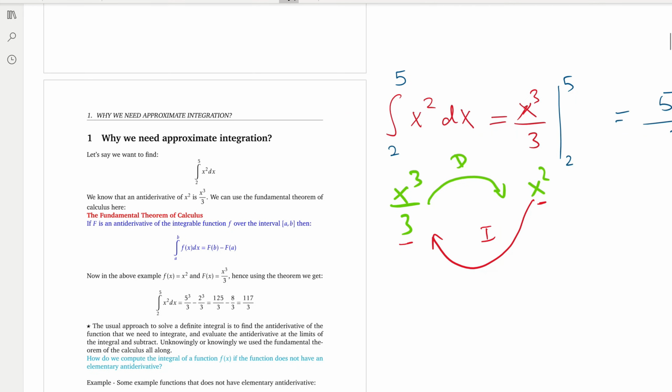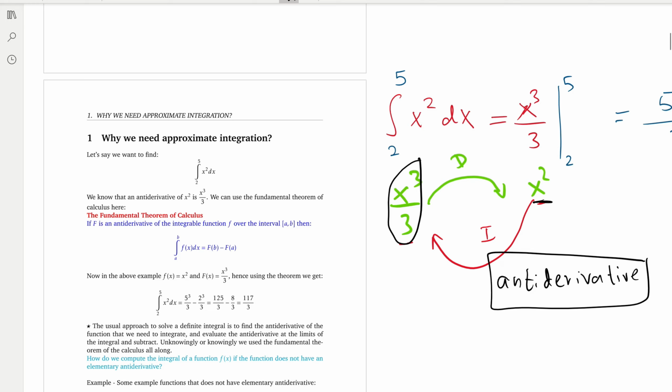Now there are some keywords here. One of the keywords is that x cubed over 3 is the antiderivative of x squared. This is very crucial. Antiderivative, I'm sure you might have heard this word. The name makes sense: you differentiate x cubed and you get x squared, so it's the reverse process. The antiderivative of x squared is x cubed over 3.